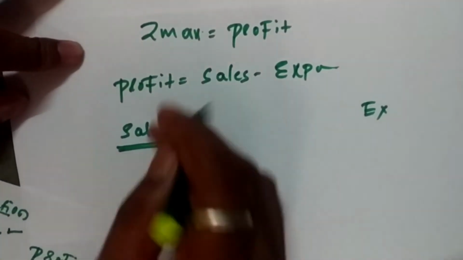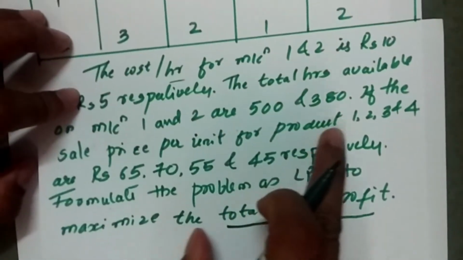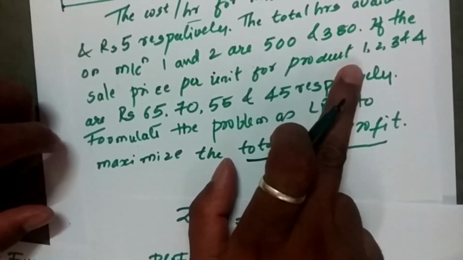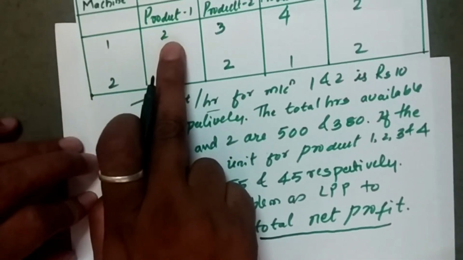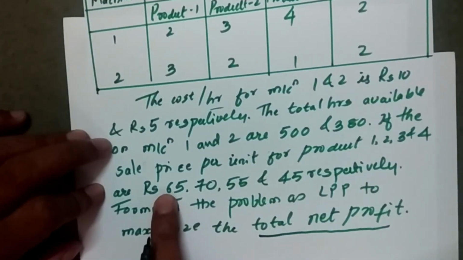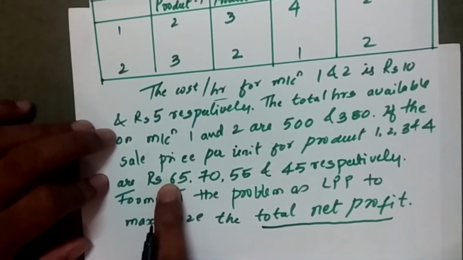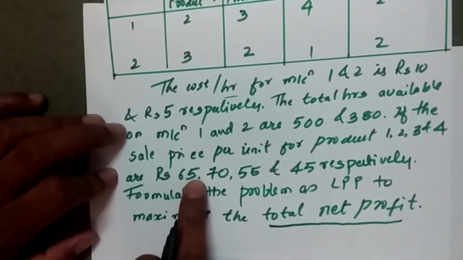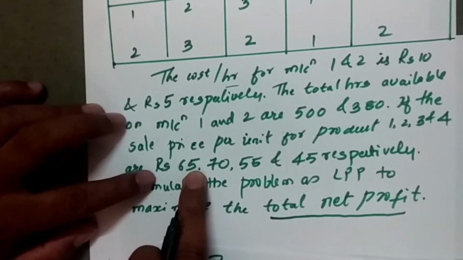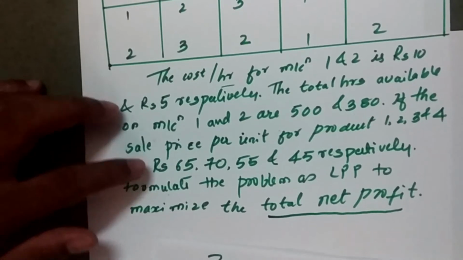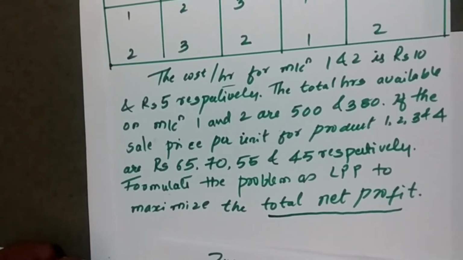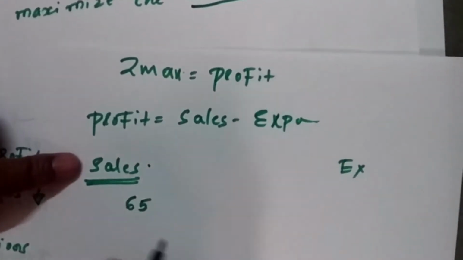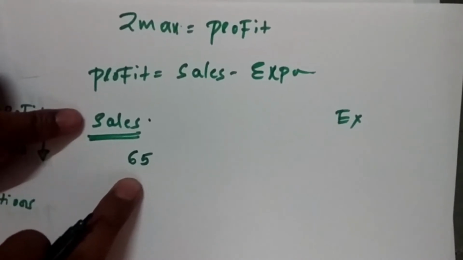For product 1, how much is the sales giving? 65. If I sell only one unit of product 1, I get 65 rupees. If I sell 2, how much will it become? 65 into 2 is 130, correct? Like this way, if I sell 3, it will multiply. Now we have already defined that we are going to sell X1 of product 1. So 65 is for a single one. 65 rupees is the sales price for a single unit.